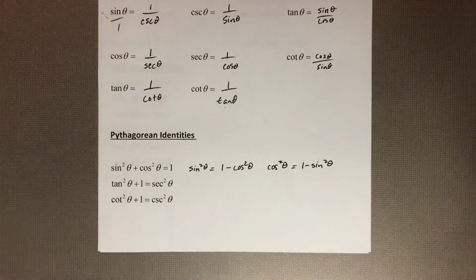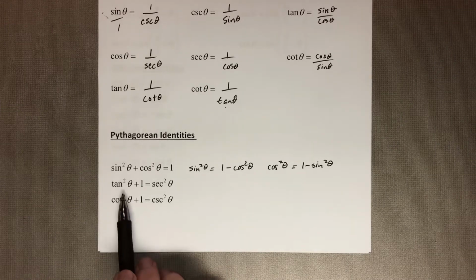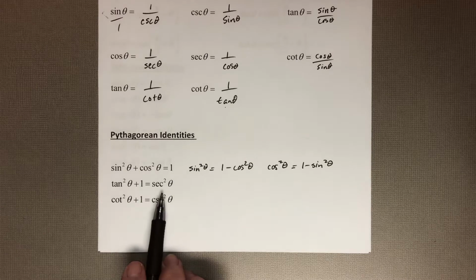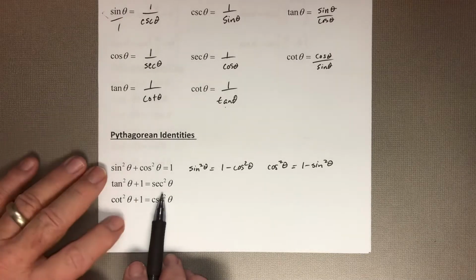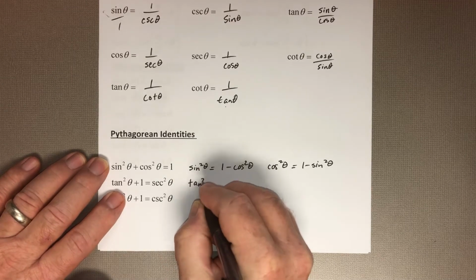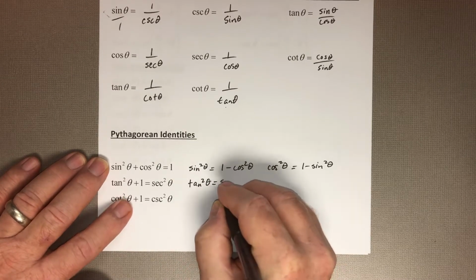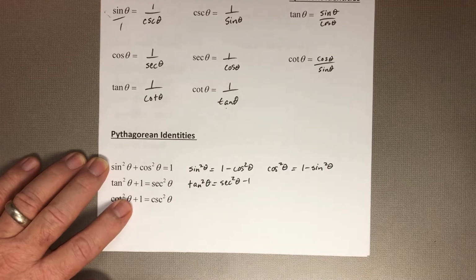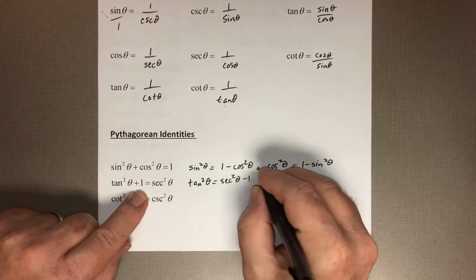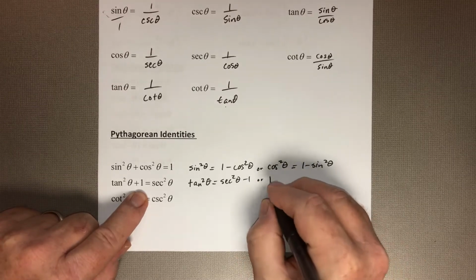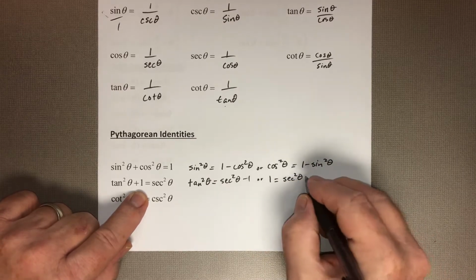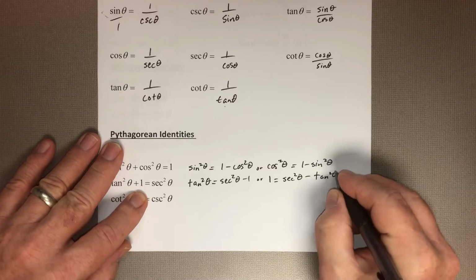The next Pythagorean identity is that the tangent squared of theta plus 1 is equal to the secant squared of theta. And we could solve that for the tangent squared of theta if you wanted to. You would have the tangent squared of theta is equal to the secant squared of theta minus 1, or you could solve it for 1 and say that 1 is equal to the secant squared of theta minus the tangent squared of theta.